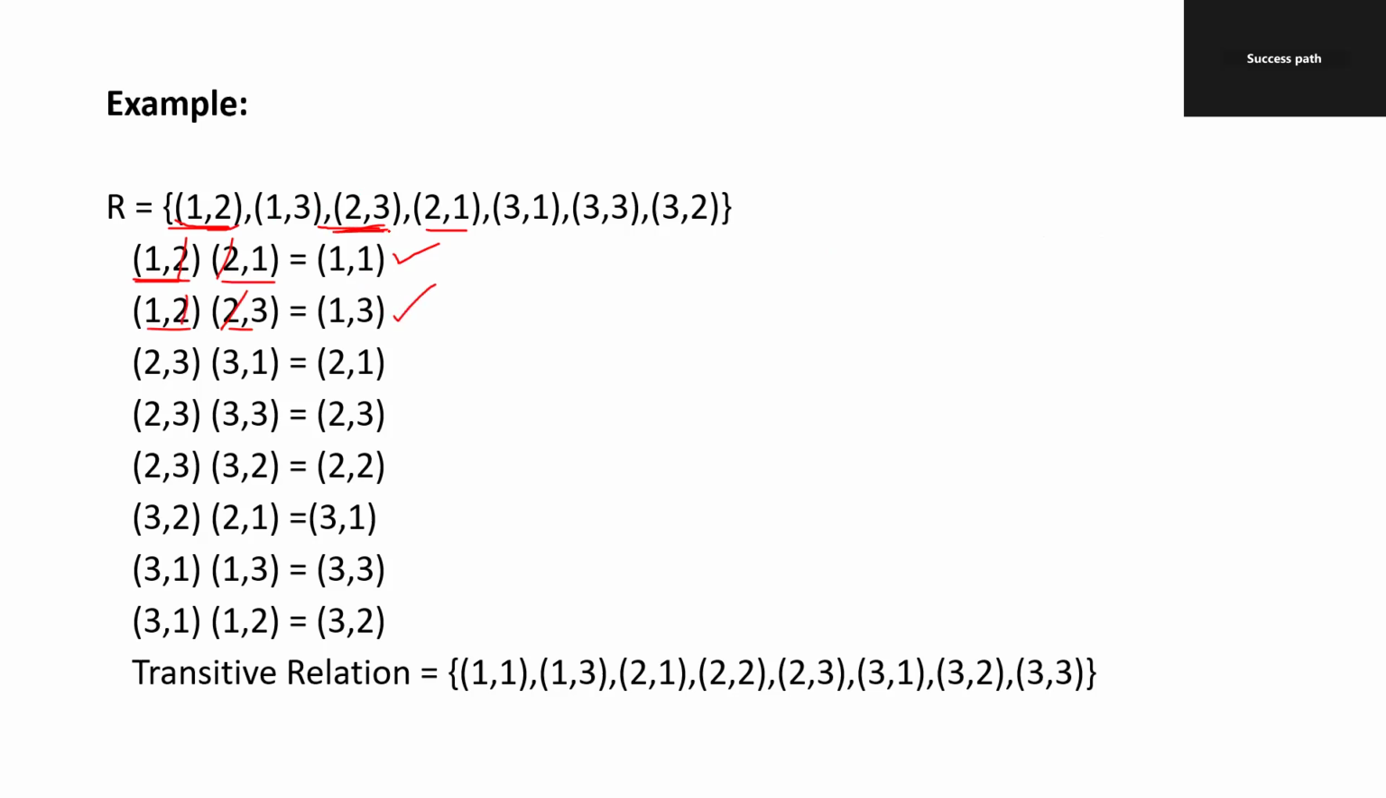With (2, 3) I can use (3, 1), (3, 3), (3, 2) also, because it is ending with 3 and starting with 3, you can see. So like this I can create the transitive relation. So these are the transitive relation methods and answers.